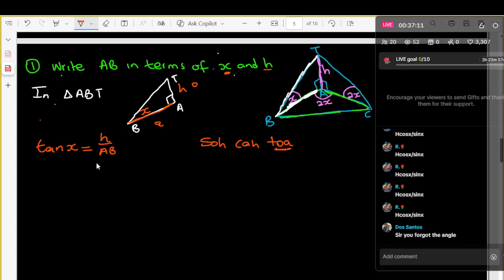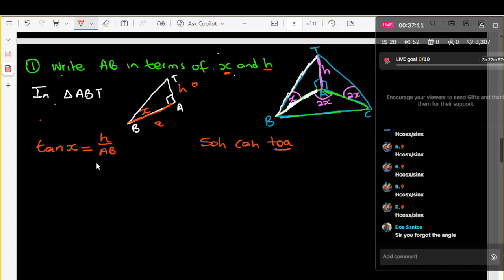Look at what I'm going to do. I'm going to say I have the tan of... guys, I'm not sure if I can find my other pen because this one is not doing good. So... tan X is equal to H over AB.